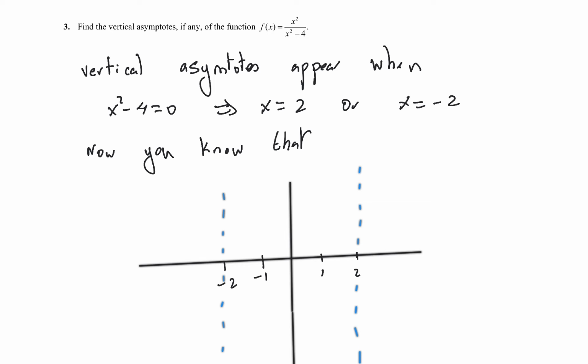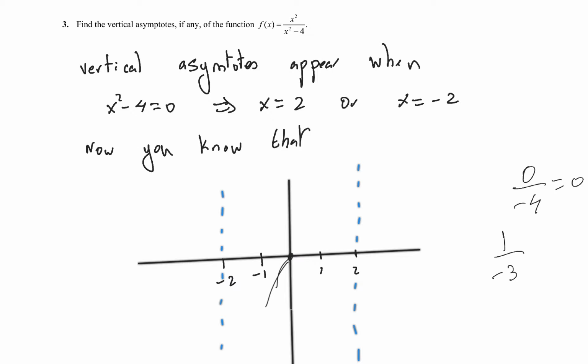Now, how will the function behave? At x equals 0, the function is 0, because it's 0 divided by 0 squared minus 4, that is 0 divided by minus 4, which is 0. At x equals 1, the function will be 1 divided by 1 minus 4, which is minus 1/3. At x equals minus 1 it will be the same. So the function, I think, will do like this.